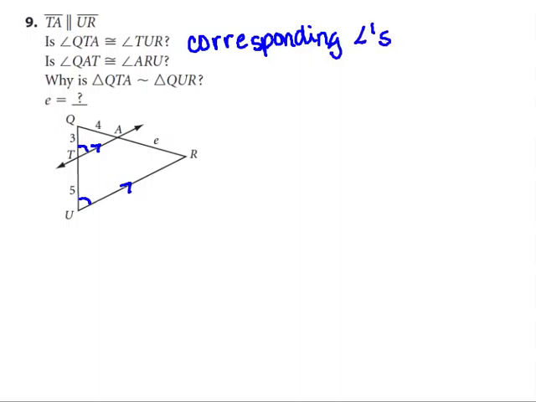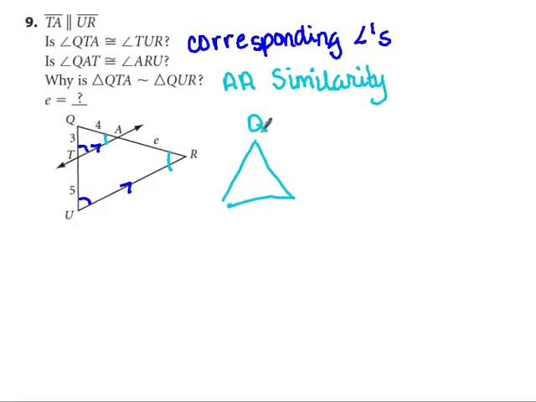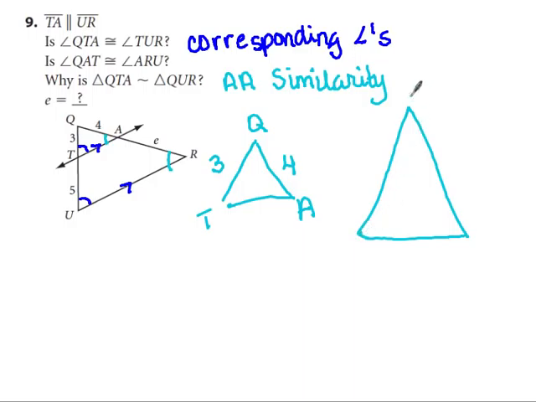So let's look at the next one. Is QAT congruent to ARU? Is that true? Yes. Why? Corresponding angles. So now it says, why is QTA congruent to QUR? Angle similarity. Good. So now what we need to do is we need to find E. So the biggest thing that I can do that would help you out is to draw it out. So here's QTA. Okay, I know QT is 3, QA is 4. Then you have a bigger one here, which is QUR.